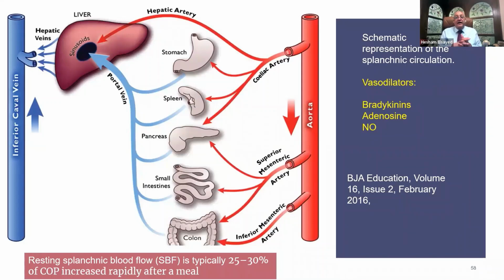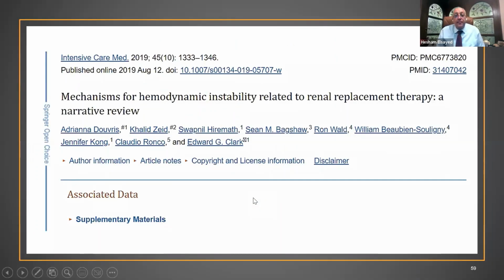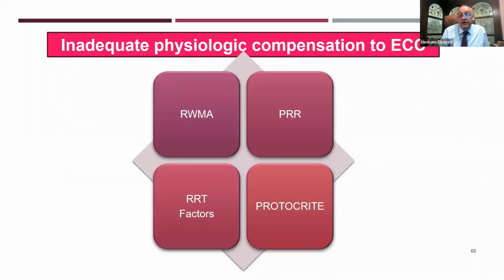Others come from the splanchnic release, including vasodilators such as bradykinin, adenosine, and nitric oxide. And we all know that protein-bound uremic toxins come from the gut, so if you are not aware of the GIT in the hemodialysis session, you will have many complications. So, the mechanism of intradialytic hypotension and instability with renal replacement therapy: we have resting wall motion abnormalities of the myocardium, and plasma refilling rate is affected. We'll go back to that directly in a few minutes.